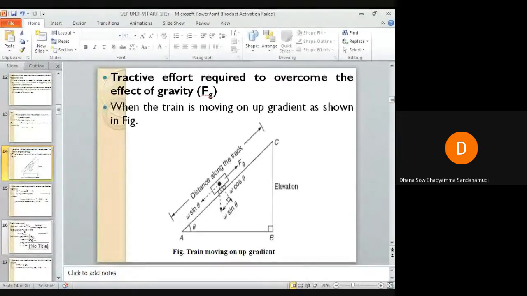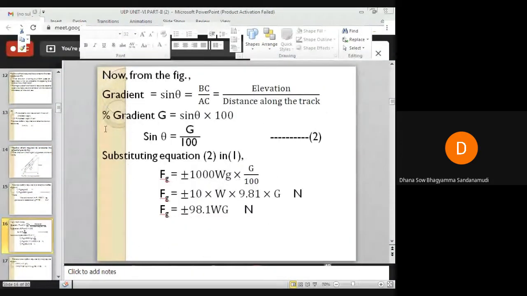So you can determine the percentage gradient. Let us assume G is the percentage gradient. It is given by sine theta into 100. So sine theta will be G by 100.